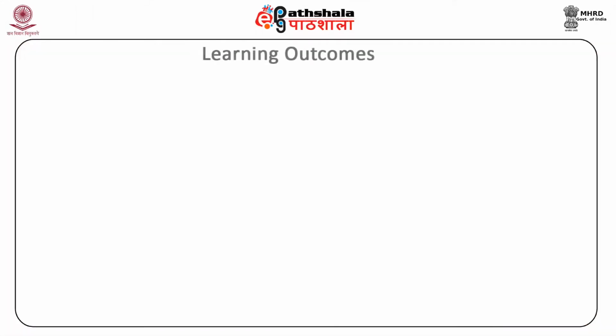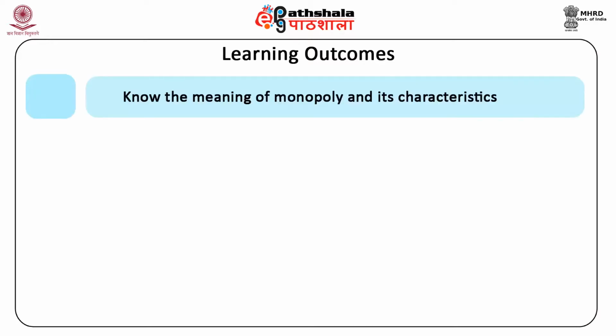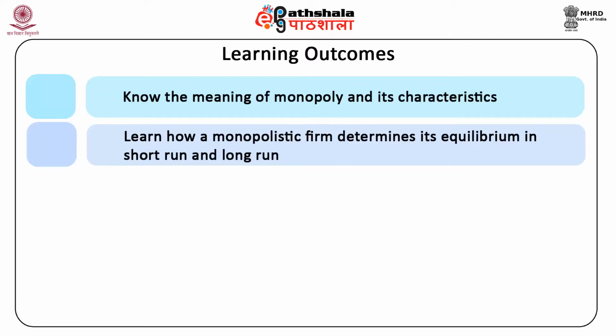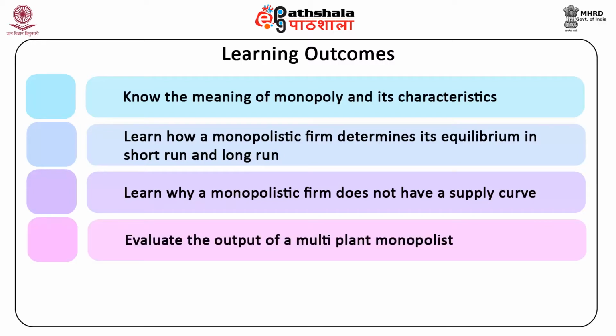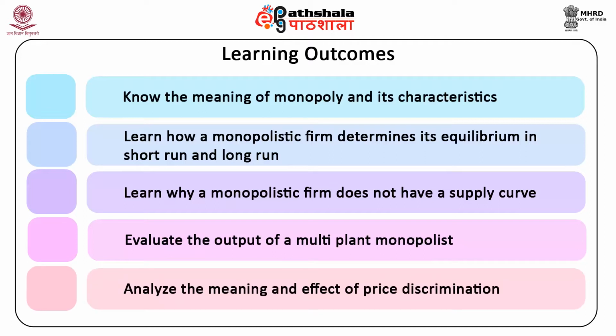Learning outcomes. After studying this module, you shall be able to know the meaning of monopoly and its characteristics, learn how a monopolistic firm determines its equilibrium in the short run and long run, learn why a monopolistic firm does not have a supply curve, evaluate the output of a multi-plant monopolist, and analyze the meaning and effect of price discrimination.